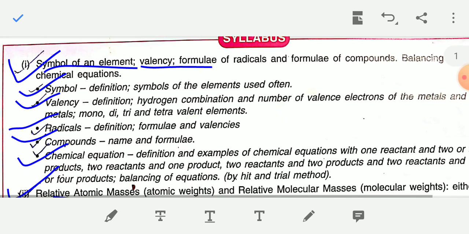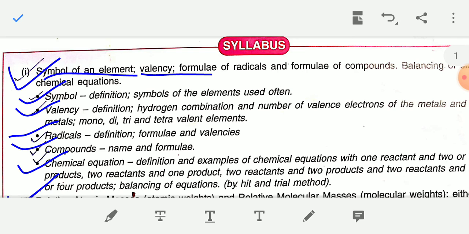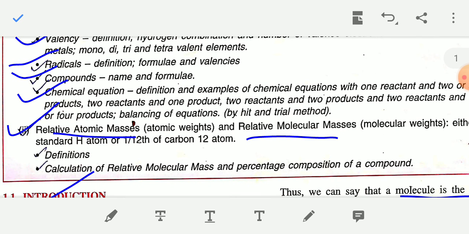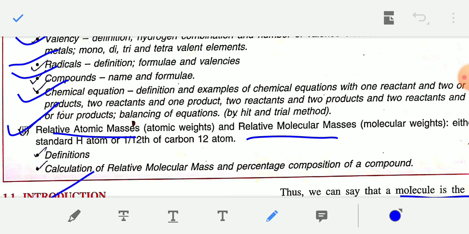In this chapter, you have to read about what is the symbol of an element, what is valency, the chemical or molecular formula of a compound, balancing chemical equations, and calculation of relative atomic mass and relative molecular mass. Okay, let's start. This is the syllabus. The syllabus is given on the front page.